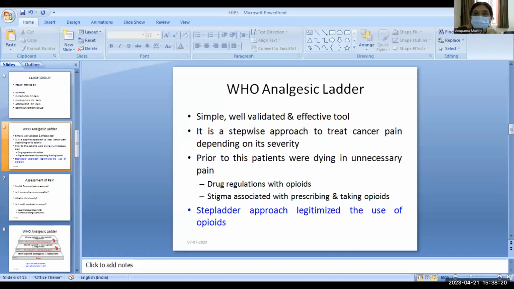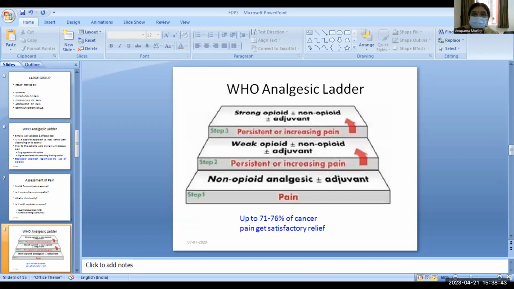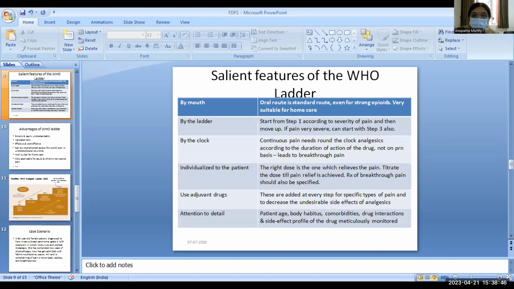And then we are going to highlight the principles of pain management by highlighting the WHO analgesic ladder and how we have a stepwise approach to treat cancer pain. Assessment of pain also we are going to show through the PPT itself, and make them think of the visual analog scale and the numerical rating scale. Similarly, on the WHO analgesic ladder, we are going to highlight the principles of management: by the ladder, by the clock, individualized to the patient, using adjuvant drugs and attention to detail.